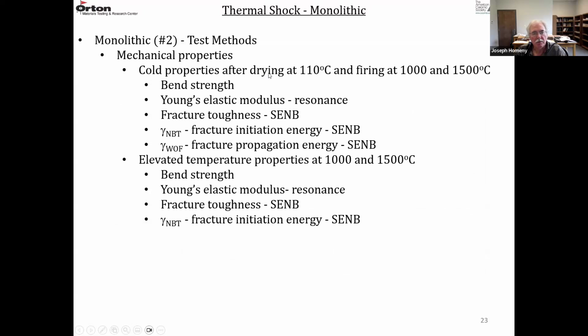So they measured properties after drying at 110 degrees C and then firing at 1,000 and 1,500 degrees C. They measured the bend strength, and these are cold properties after firing at these temperatures. The bending strength, the Young's elastic modulus by a resonance technique, and they measured fracture toughness with a single edge notch beam. And that allows you to calculate gamma NBT once you know the elastic modulus. So that's the fracture initiation energy. And they also measured work of fracture, the fracture propagation energy, with the same single edge notch beam.